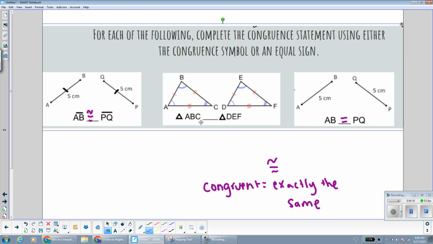Here, we're talking about the triangles themselves, triangle ABC and triangle DEF. So I'm going to use a congruent symbol. We're not specifically talking about measurements, we're talking about the whole objects themselves.